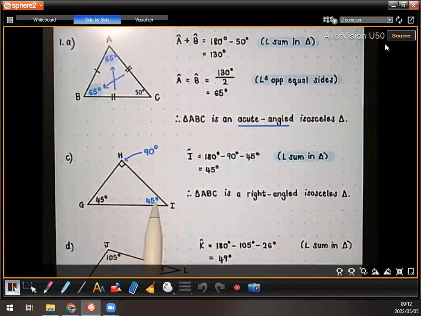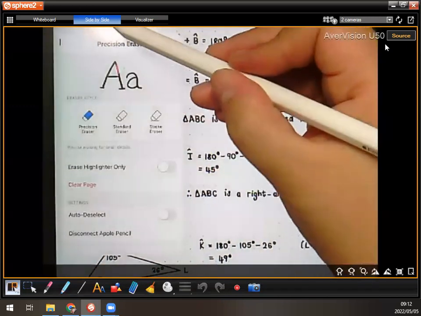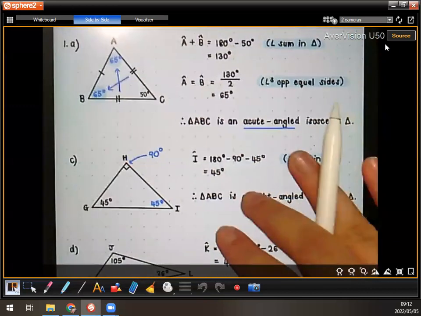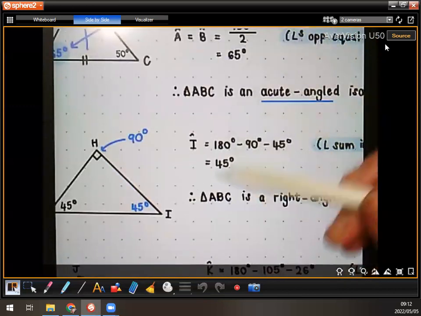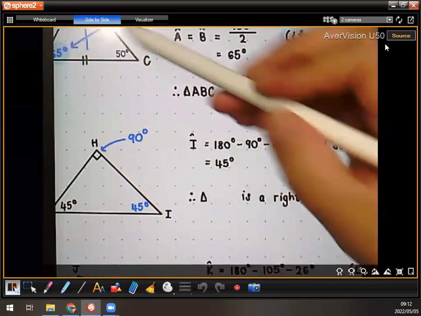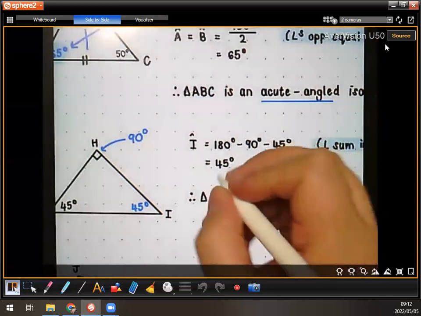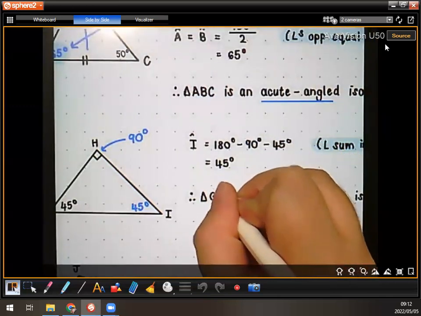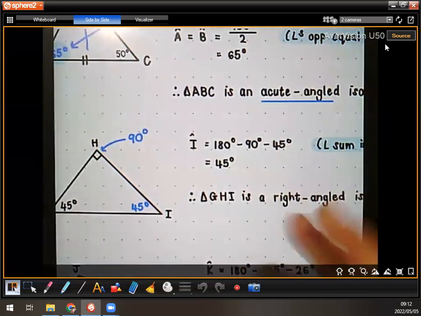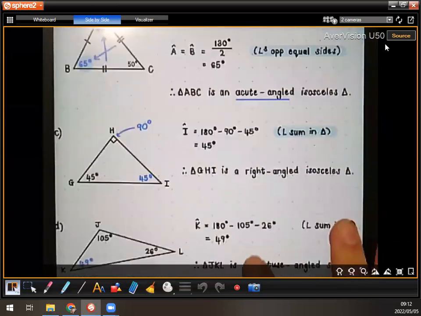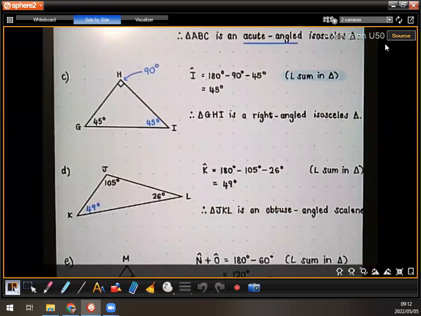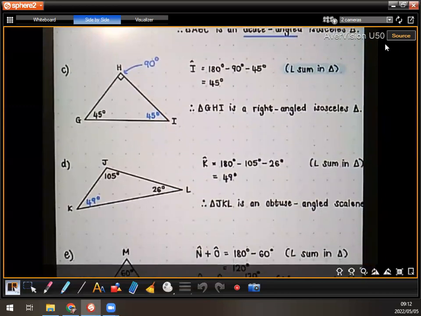So if we have two equal angles, do we agree that it's isosceles? And then we have one right angle, so it's a right angled isosceles triangle. Let me just fix this GHI quickly. So it's triangle GHI, not ABC like I wrote. Okay, any questions on C?